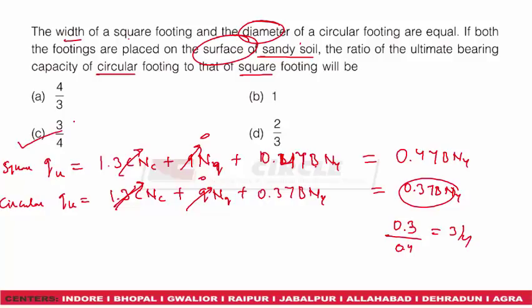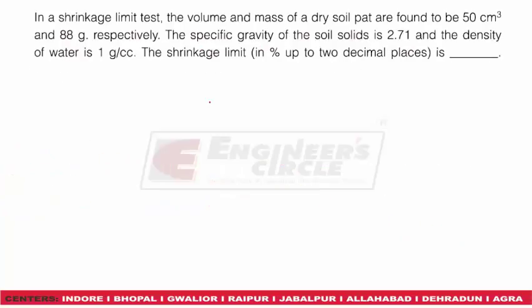The next question is, in a shrinkage limit test, the volume and mass of a dry soil pat are found to be 50 cm³ and 88 gram respectively. The specific gravity of the soil solids is 2.71 and the density of water is 1 gram per cc. The shrinkage limit in percent up to 2 decimal place is.